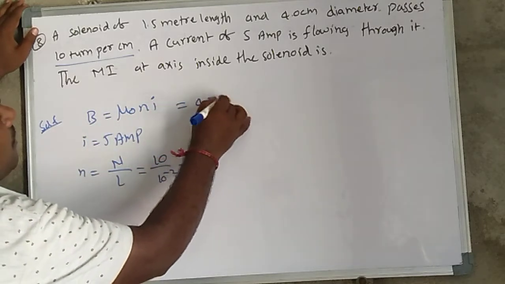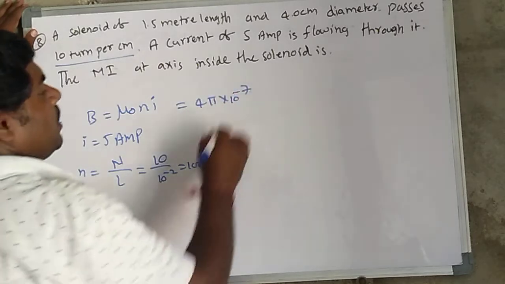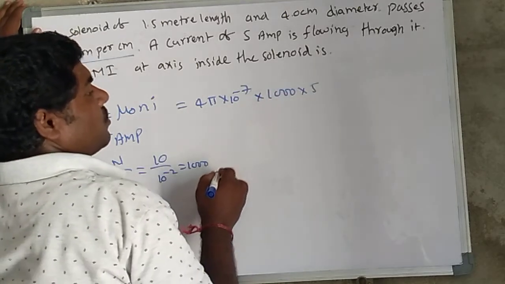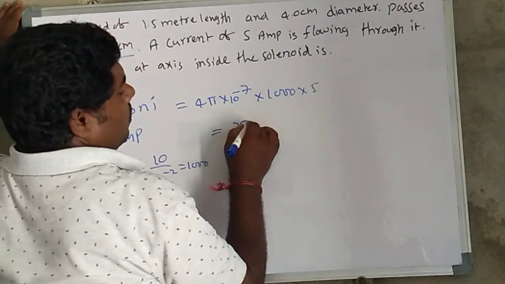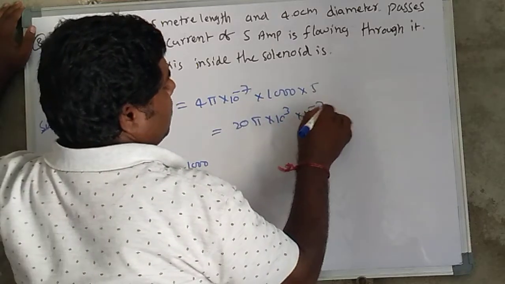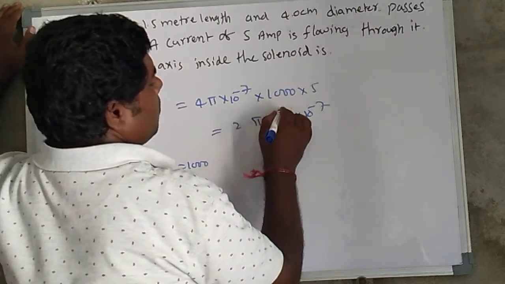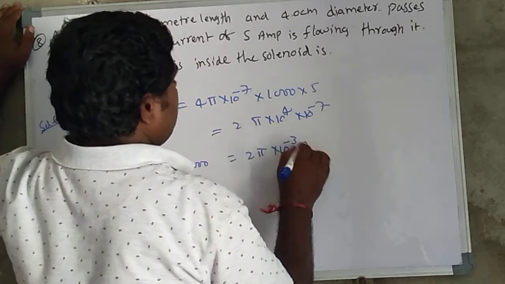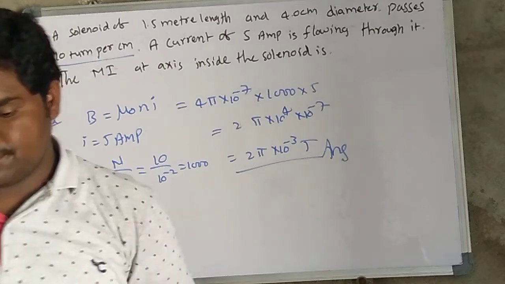Mu naught is 4 pi into 10 to the power minus 7, into n which is 1000, into I which is 5. So this is equal to 20 into pi into 10 cube into 10 to the power minus 7. Here 20 divided by 10 to the power plus 4 is equal to 2 pi into 10 to the power minus 3 Tesla. This is the answer to the question.